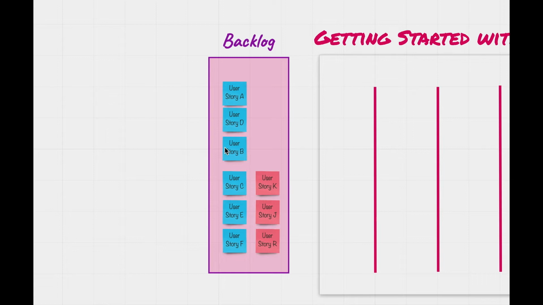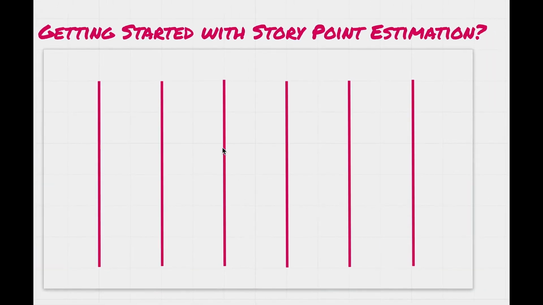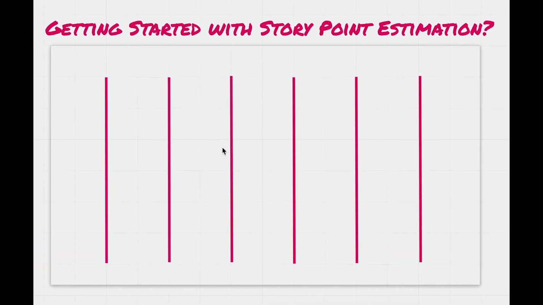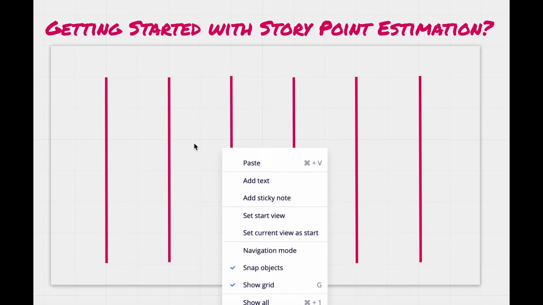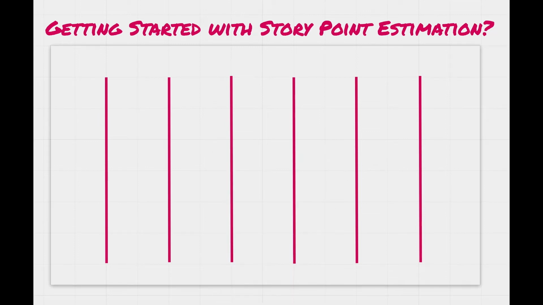So to get started with story point estimation, the first thing you need to do is, from your backlog, decide what user stories you are thinking of putting in the first sprint. It doesn't have to be accurate, but this is a gut feeling that you have that these are the user stories that you think will complete in, let's say, a first 2-week sprint.